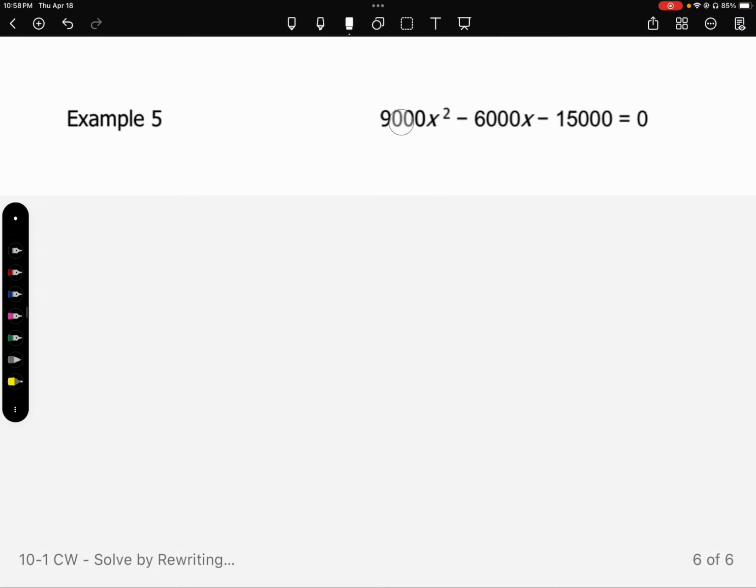But you notice that 9,000, 6,000, and 15,000 all have 3 zeros at the end, so we know that 1,000 is a common factor of all of those. We could even look a little closer and say 3,000 goes into all of these. You can use either one of those numbers, but we're going to divide all terms by the common factor.